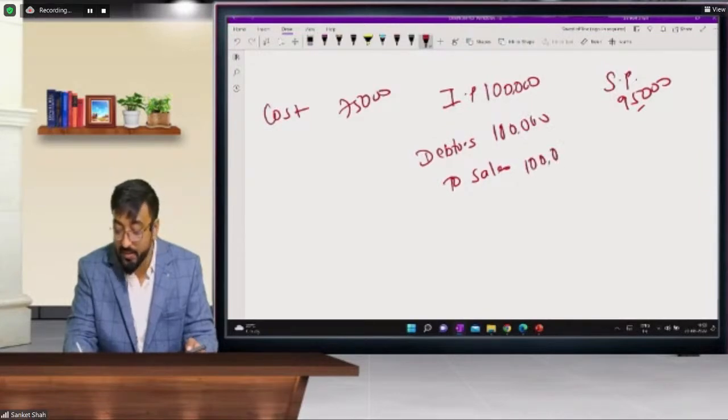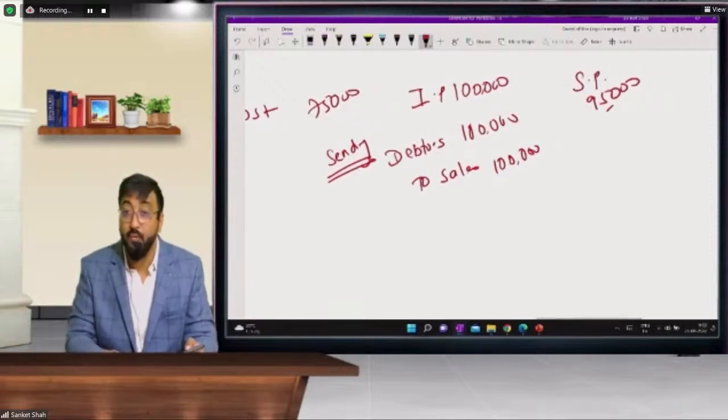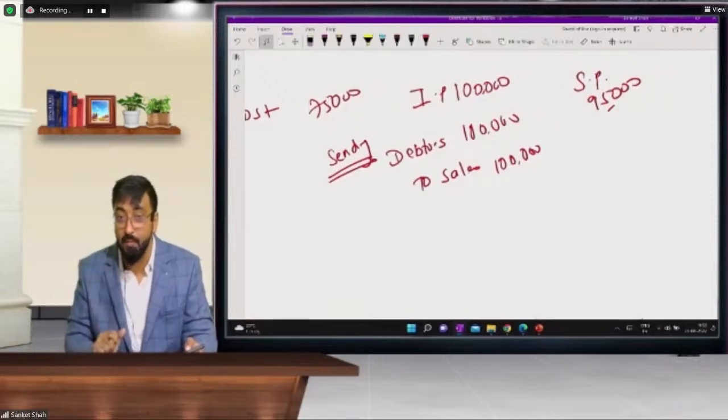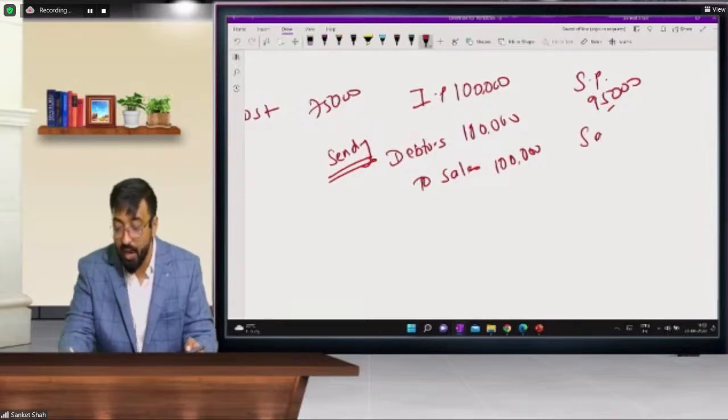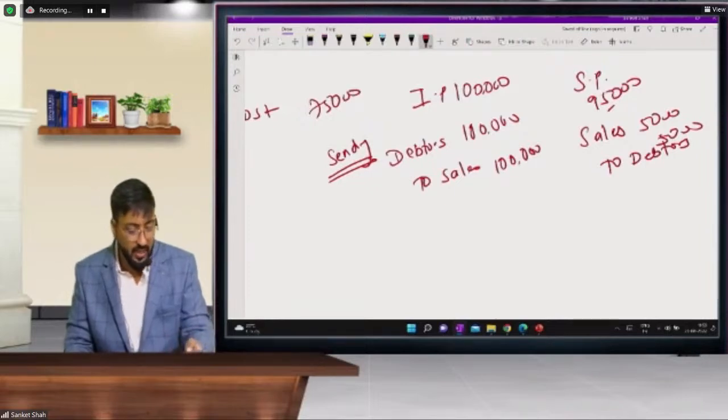When I am sending goods, I pass this entry. But when goods are approved by him at 95,000, while I have done the entry at 1 lakh rupees, I have to reverse my entry. So the answer is very simple: I will reverse sales by rupees 5,000. Very simple concept, logical one. It's not very difficult. Easy check.